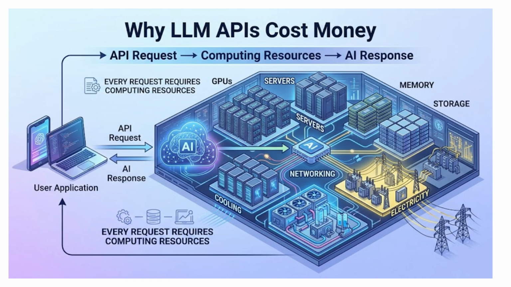So the process is simple. Your application sends an API request. Computing resources process that request. And then, the AI model sends a response back to your application. Every request consumes some of these resources. And this is one of the main reasons why using an LLM API costs money.